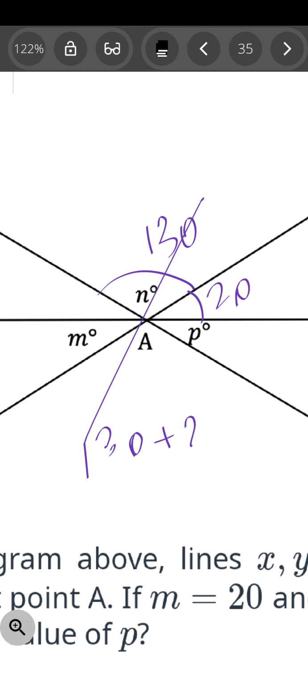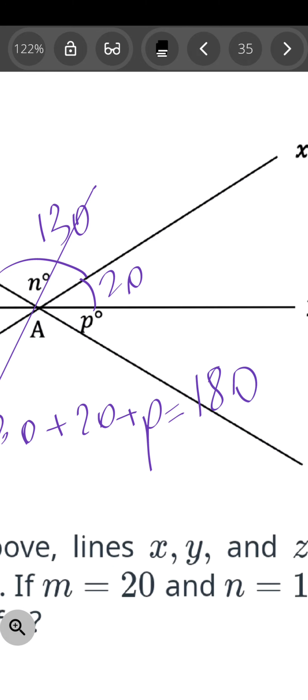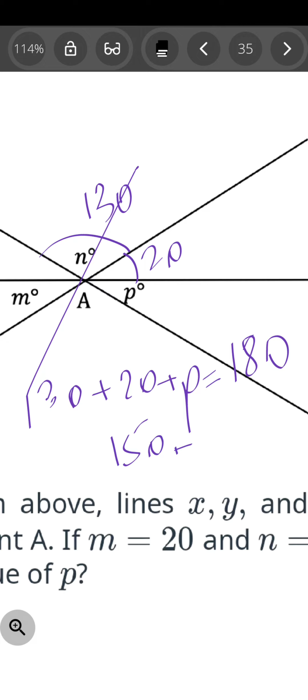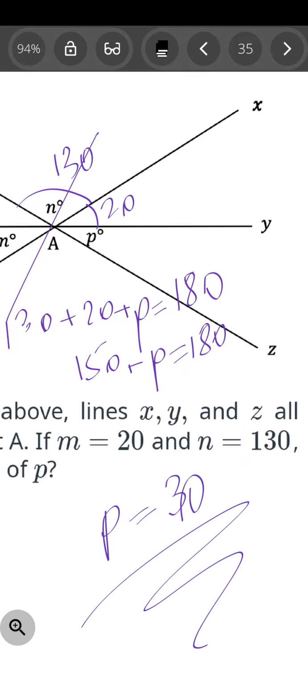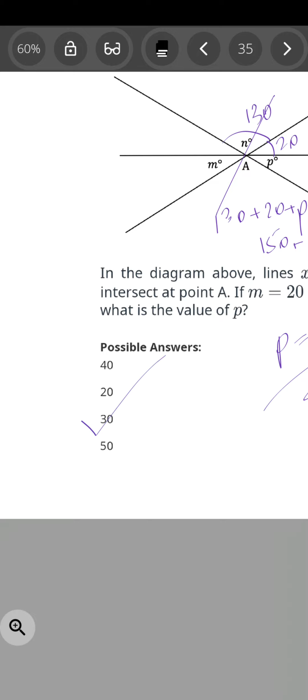130 plus 20 plus p is equal to 180. And we'll get that 150 plus p is equal to 180. Let's subtract 150 from both sides of this equation. We'll obtain that p is equal to 30. So 30 is the answer to our question.